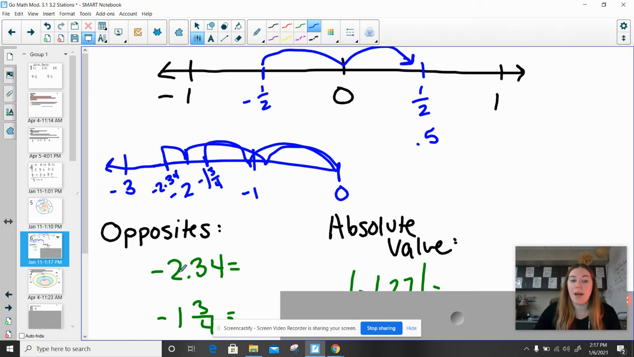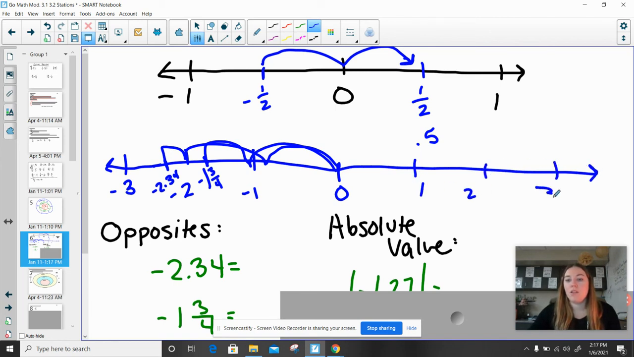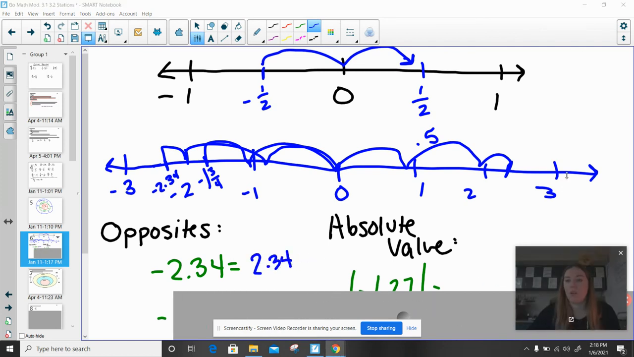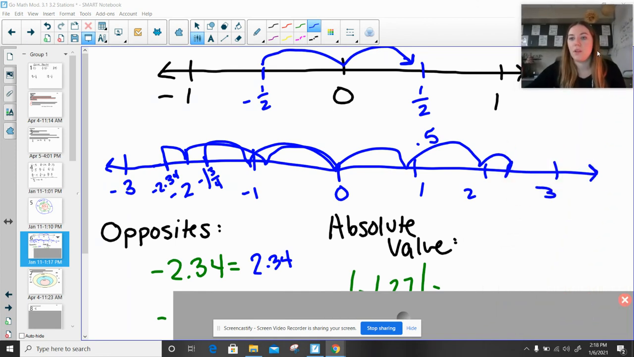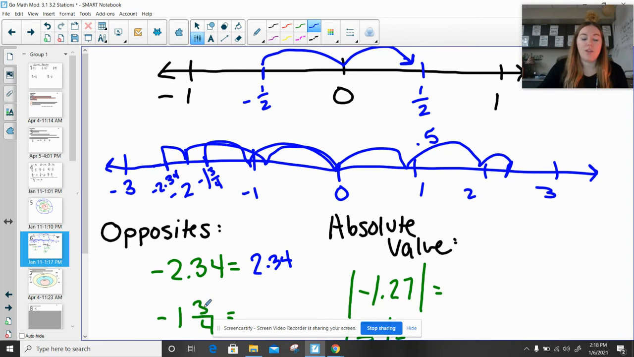So when we're talking about opposites, we know that we're going in the opposite direction. So because I did 2 and a little bit of hops here, I need to do 1, 2, and a little bit of hops here. So my opposite would be 2.34. Okay, so the same with negative 1 and 3/4. We did 1 full hop and then 3/4 of another hop. So my opposite would be 1 and 3/4.